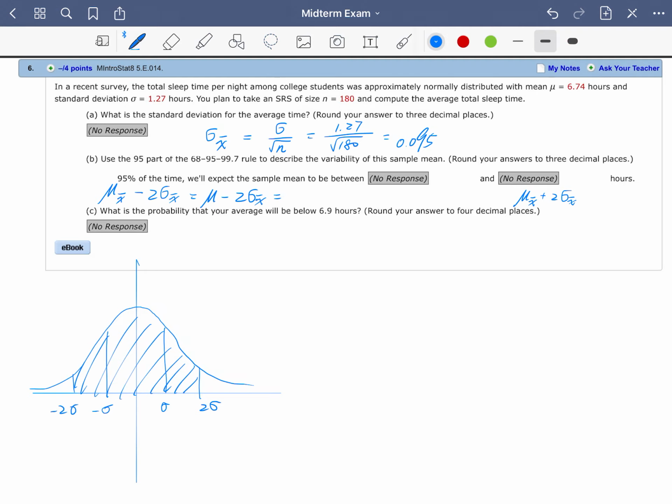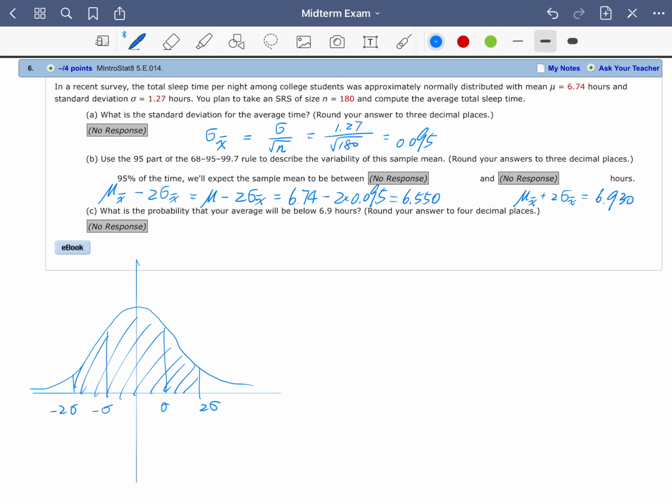So the mean mu here, the population mean, is 6.74. Subtract 2 times the sample mean standard deviation, which is 0.095. Okay, so the answer, rounded to 3 decimal places, is 6.550. So for example, if you have an answer that's actually less than 3 decimal places, you will have to put an extra zero behind it. Okay, so likewise for the upper bound, we do the same thing. We find the answer is 6.930. So 95% of the time, we expect the sample mean to be between 6.550 and 6.930.